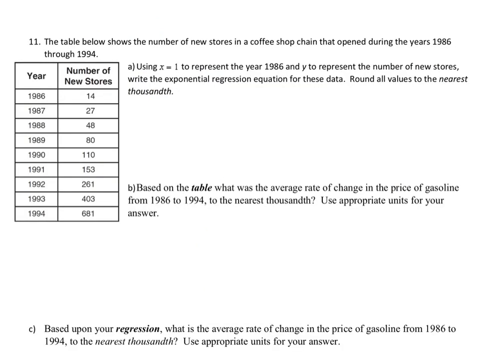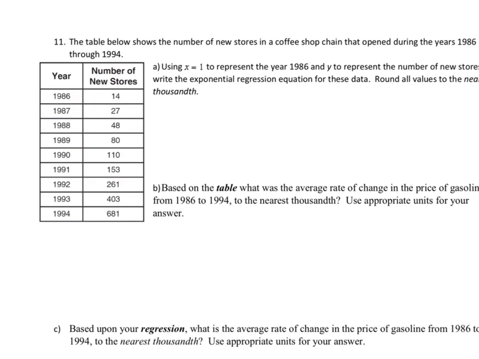The last question says the table below shows the number of new stores in a coffee shop chain that opened during the years 1986 through 1994. Using x equals 1 to represent the year 1986 and y to represent the number of new stores, write an exponential regression for these data. Round the values to the nearest thousandth.